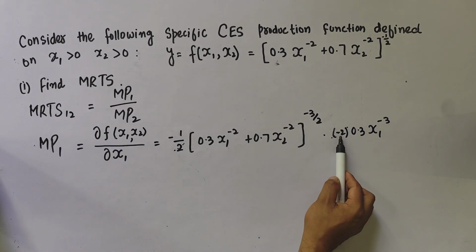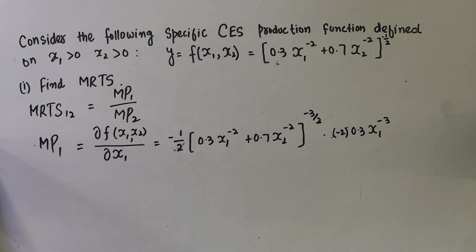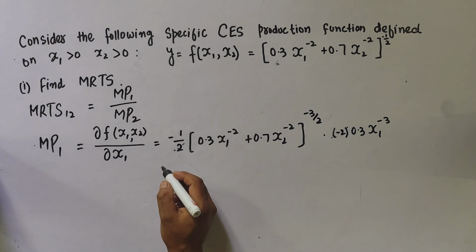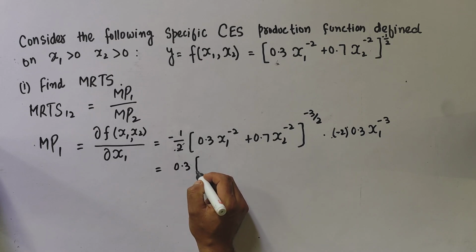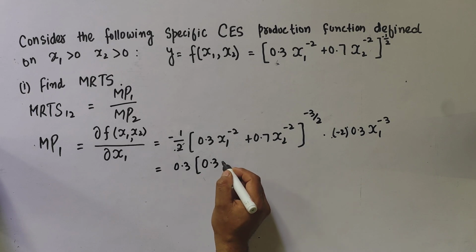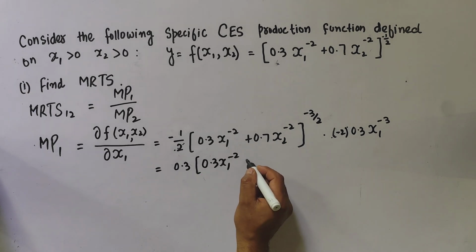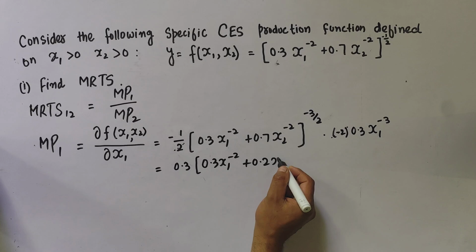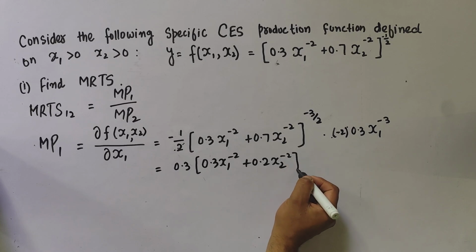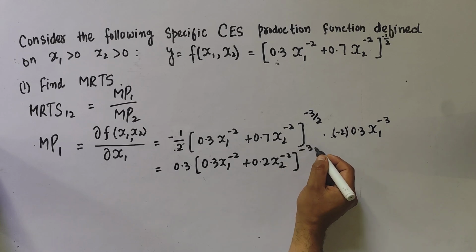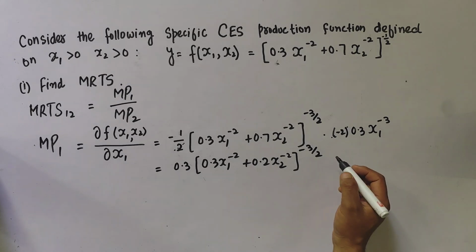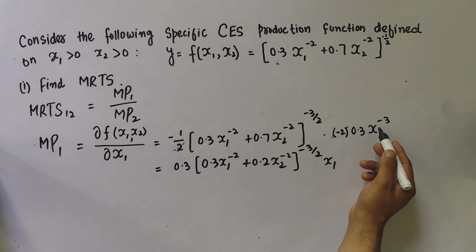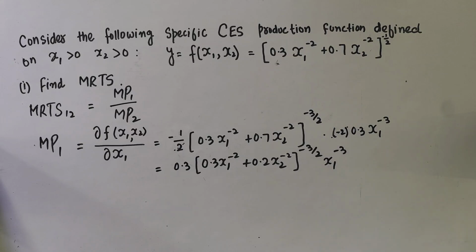Negative into negative becomes positive, so we are left with 0.3 times (0.3 x1^(-2) + 0.7 x2^(-2)) raised to the power of negative 3/2, times x1 raised to the power of negative 3.